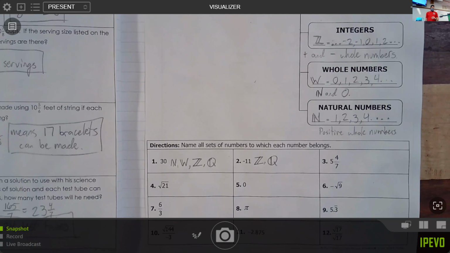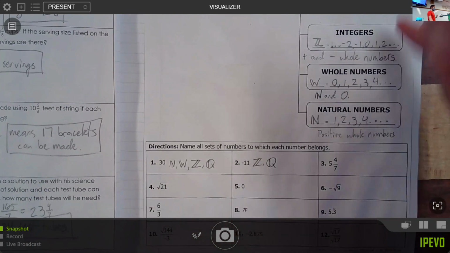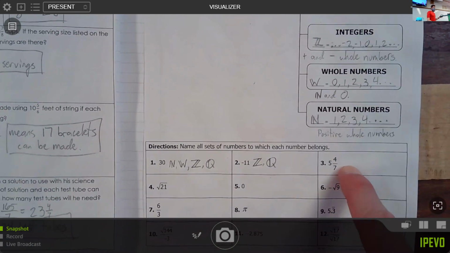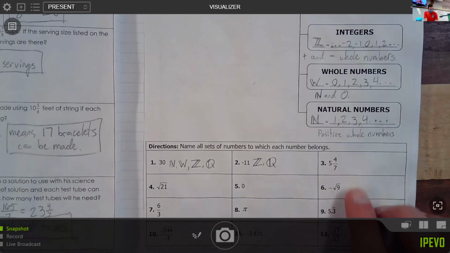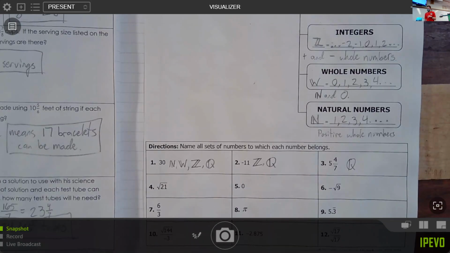All right. Number 3. Can this fraction be written as a positive whole number at all? Is that a possibility? No. So it's not natural, it's not a whole number, it's not an integer. Right away, we knock off 3 of those. Because it can be written as a fraction, though, because it is a fraction, that means it has to be at least rational. So that one just fits into the rational number category.